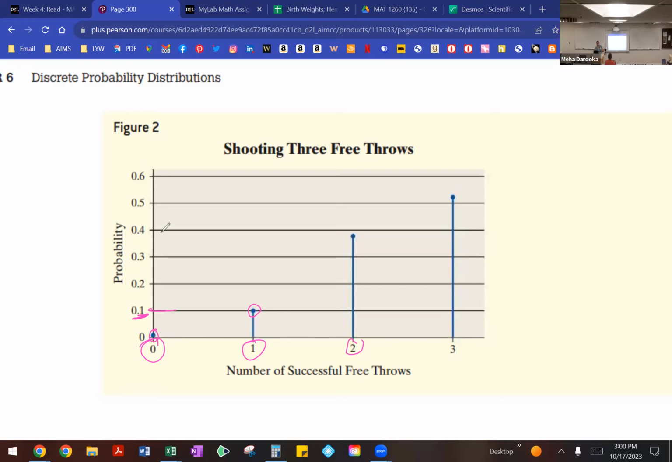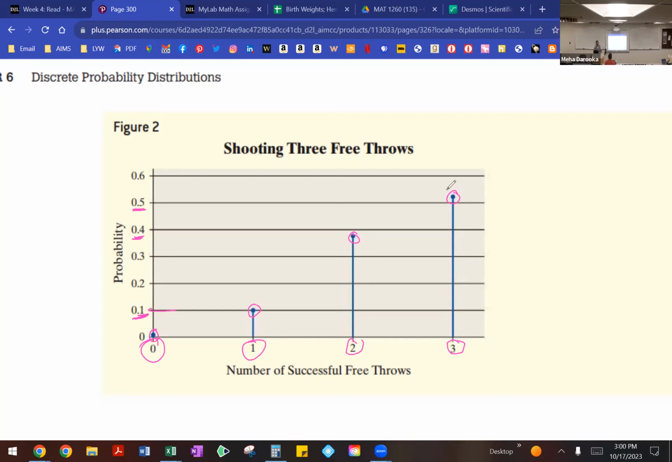0.38? Because it looks like it's just shy of the 0.4. And then he makes all three shots, or she, I guess, they didn't really say, was at 0.51. So it's going to be slightly higher than that 0.50. And this is what your discrete probability will look like.